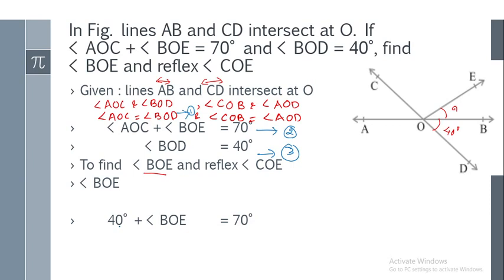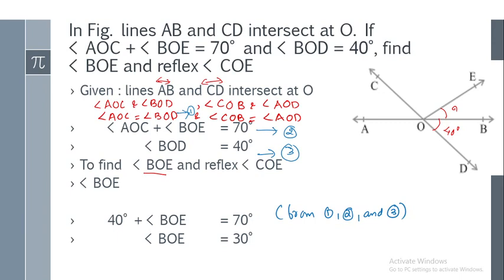Okay, that is from 1, 2 and 3. So you are getting that 40 degree plus angle BOE is equal to 70 degrees. So then angle BOE is equal to 30 degrees. Did you arrive at this solution? Did everyone get the answer 40 degree?